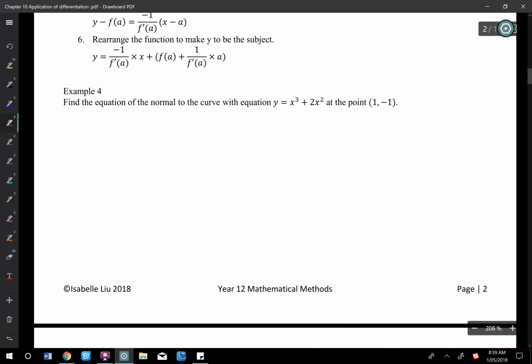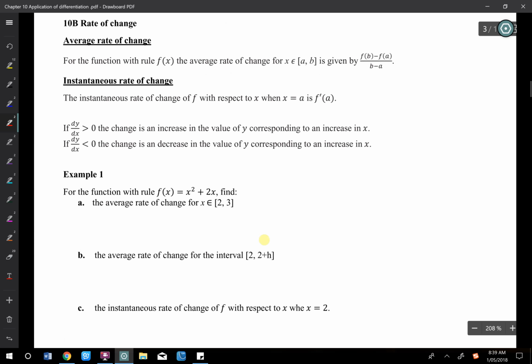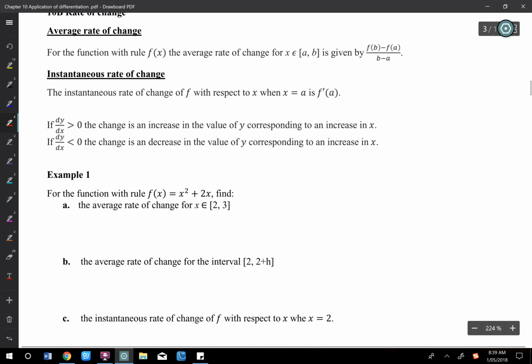What we need to think about is what's the contact point, and do you know the gradient at that point? So it's A, f(A), and f'(A). Do you know those two pieces of information? Okay, so after that, what we'll talk about is the rate of change.